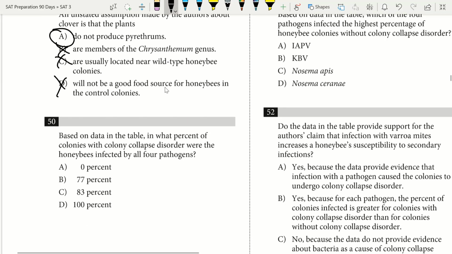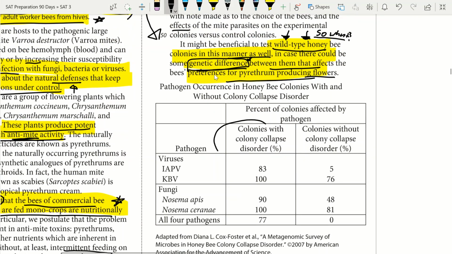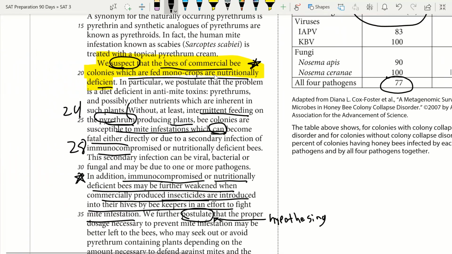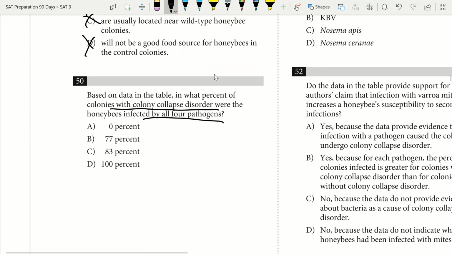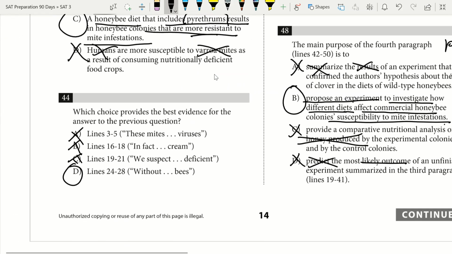All right, 50, based on the data in the table, what % of colonies with colony collapse disorder were the honeybees infected by all 4 pathogens? So this one is just interpreting the table. So we got colonies with colony collapse disorder, which is what we're told our column was going to be. And then we're asked about those with all 4 pathogens, and we see that that's 77%. So I believe that that was answer choice B, and it is. So that's going to be answer choice B for 50, that's going to be 77%. That one was really just interpreting data, so I'll call that interpreting data. That's question type right there. I think I forgot to say question type for 49 and 48, so I'll just, okay, got 48, 49.